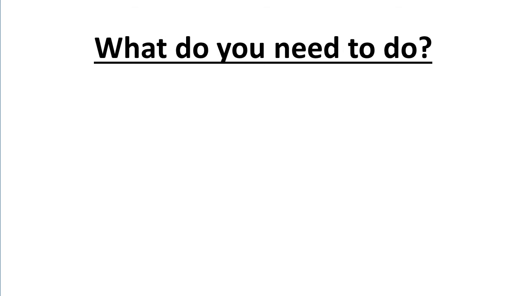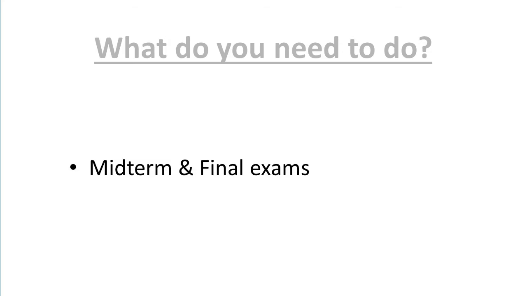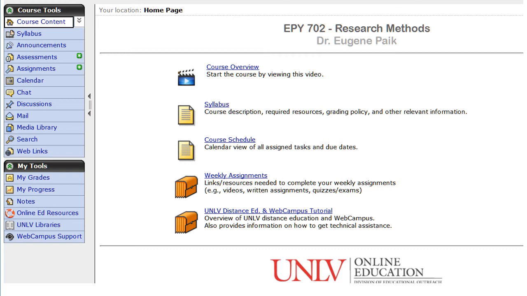Let's now go over what you need to do to successfully complete this course. There are basically 3 things you need to do: weekly assignments, a term project, and midterm and final exams. Let's take a look at these tasks in the context of the course schedule. This is the home page for this course on Web Campus. To get a copy of the course schedule, click on this link.